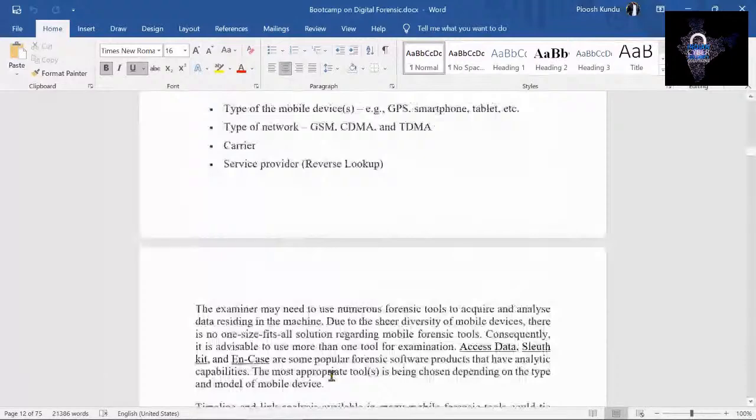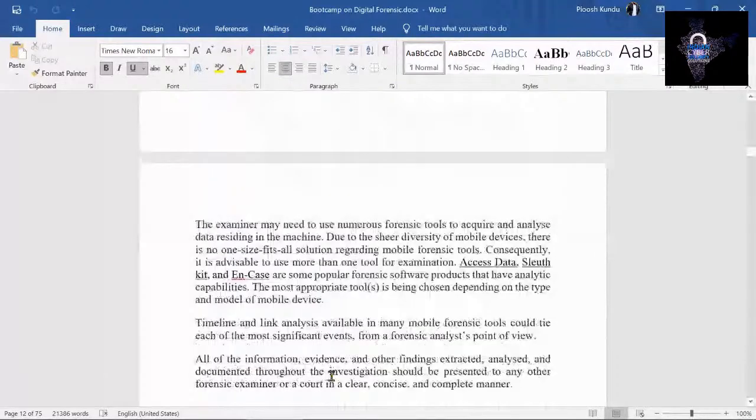The examiner may need to use numerous forensic tools to acquire and analyze data due to the sheer diversity of network devices and mobile devices, and there is no one-size-fits-all solution regarding mobile examination or mobile forensic tools. Consequently, it is advised to use more than one tool, such as AccessData, Stealth, and some of the other important forensic software products with analytic capabilities, and the most appropriate tool is chosen depending on the type and model of the mobile device.